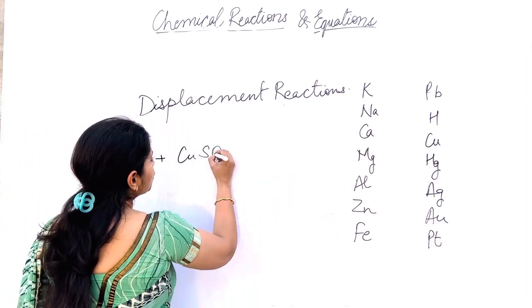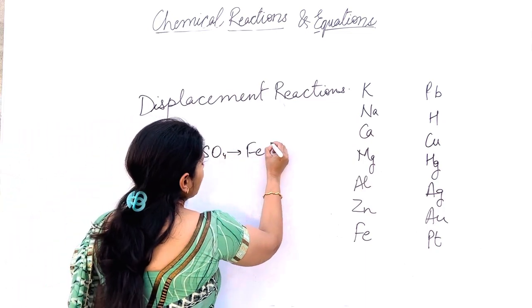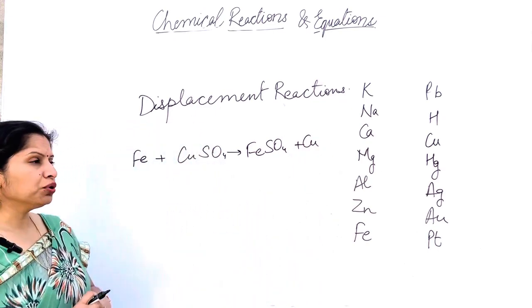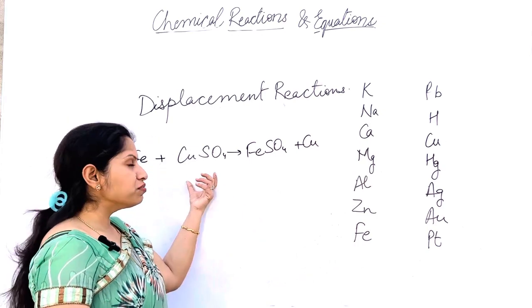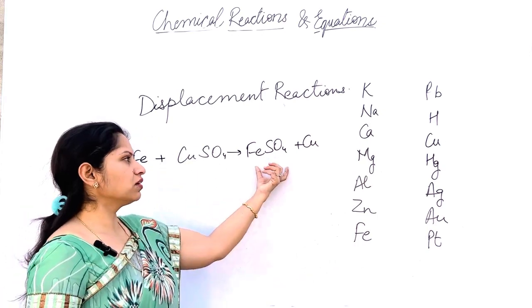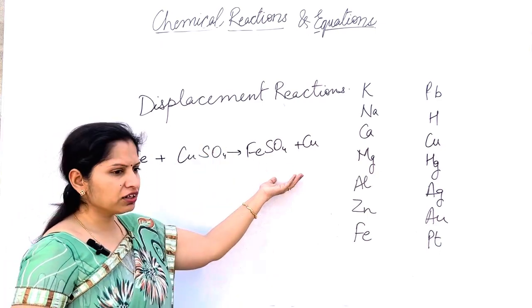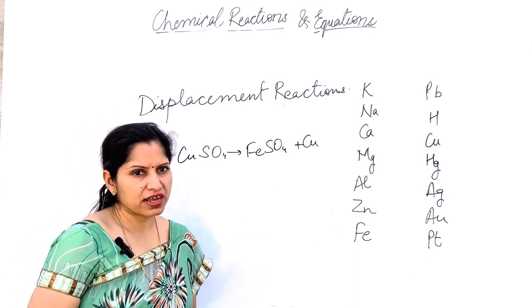So if you react copper sulfate solution with iron, what will be formed is ferrous sulfate and copper will be displaced. How will we come to know that this reaction has taken place? A color change will be there. Copper sulfate is blue in color, whereas ferrous sulfate has a greenish color. So there will be a change in the color of the solution, and in that way you can come to know that the reaction has taken place.